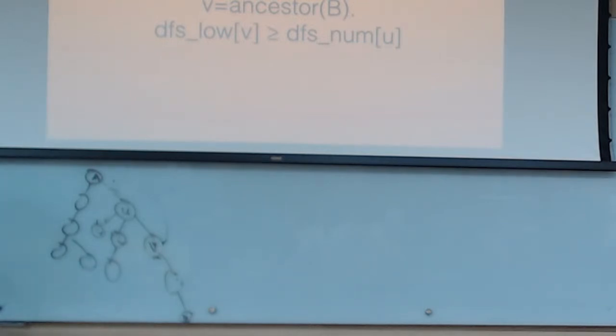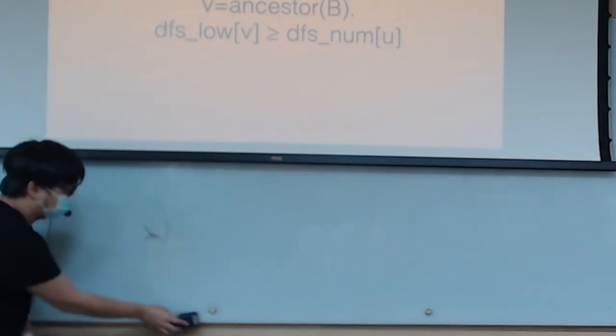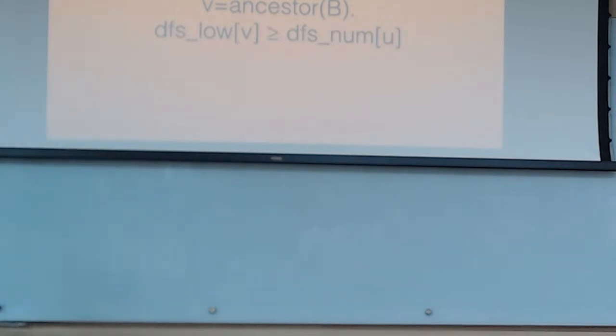So you just modify it: instead of finding articulation point, you just check whether it actually disconnects P from A or not. Okay. Any question? Okay, if you're not familiar with DFS low and DFS now, ask me afterwards during the break.